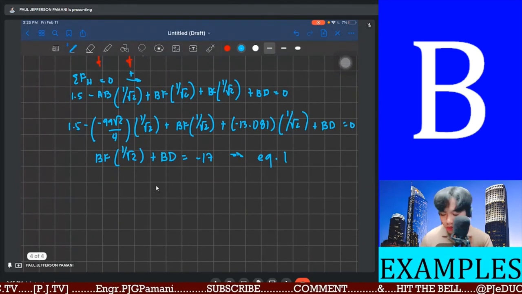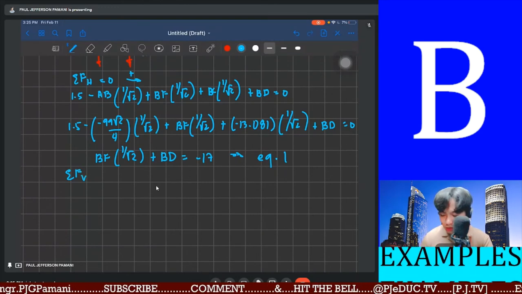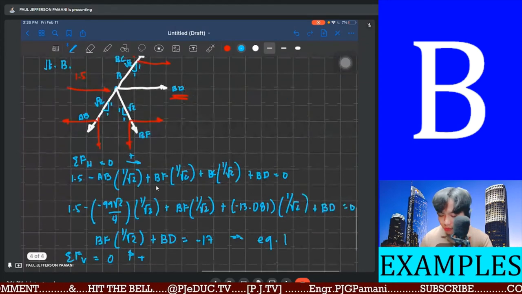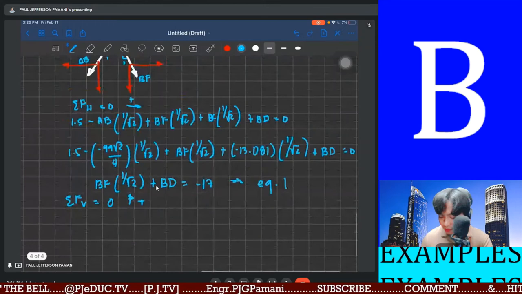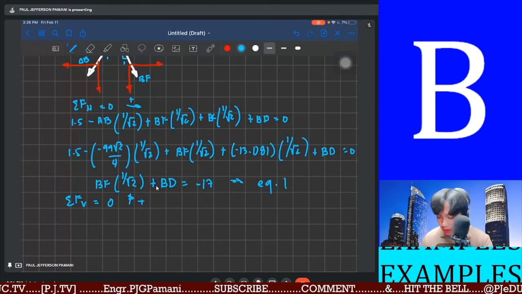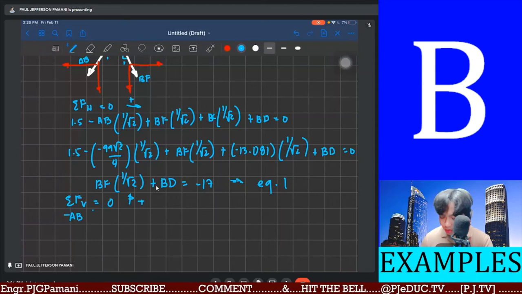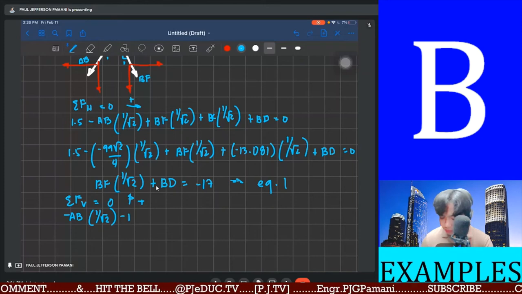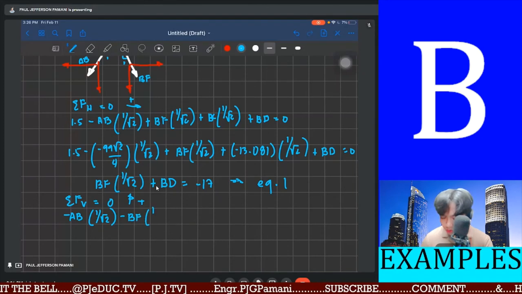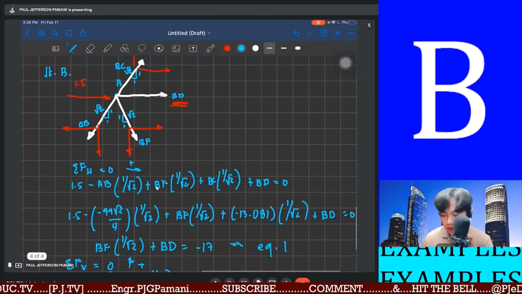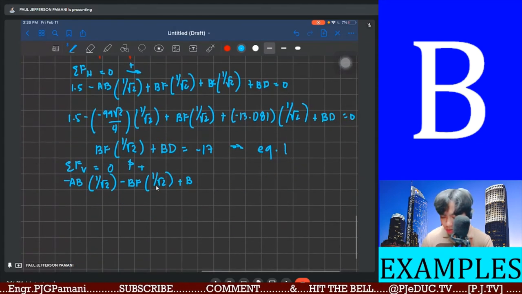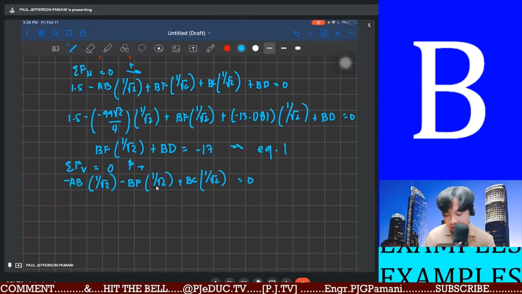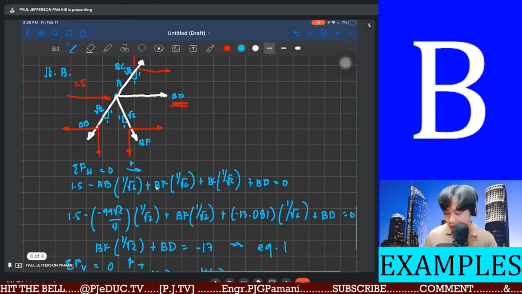How about equation 2? Summation forces horizontal, so summation forces vertical naman. Upward, positive. What are the vertical forces? We have, tawag na dito, AB, downward, 1 over square root of 2. Then BF, downward, 1 over square root of 2. Then BC, upward, of 1 over square root of 2, equal to 0. Ay, madali na pala. Nag-vertical na lang sana ako kanina.